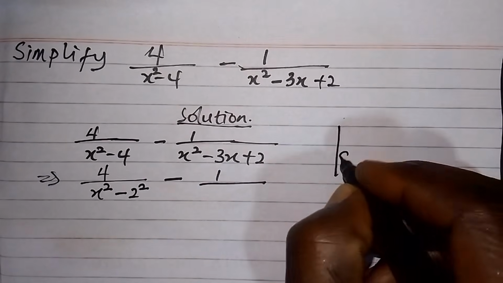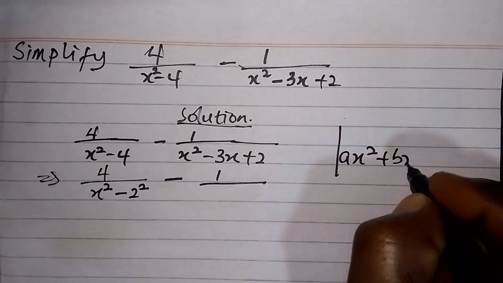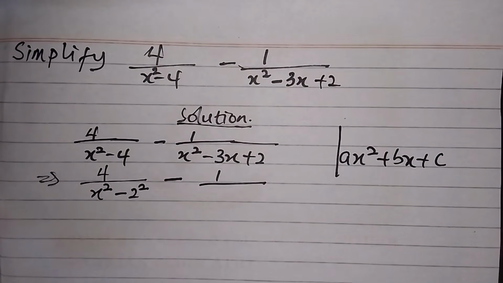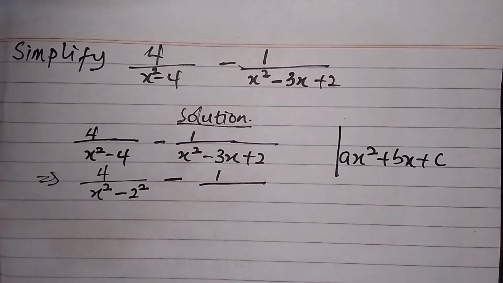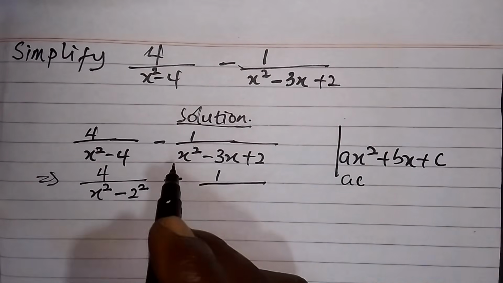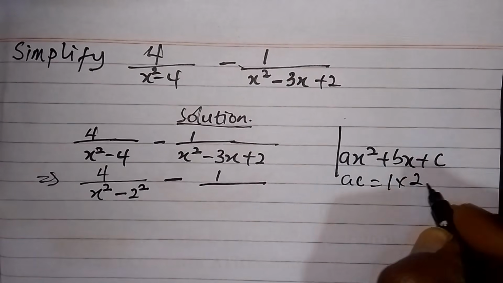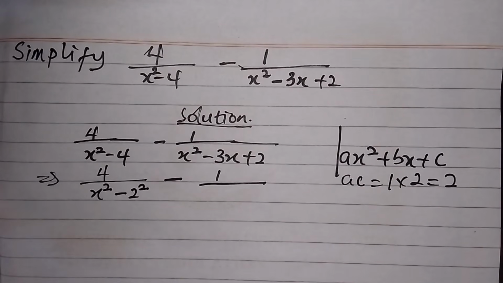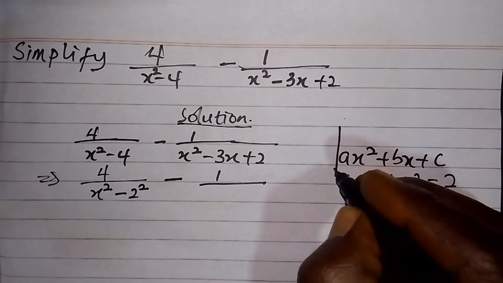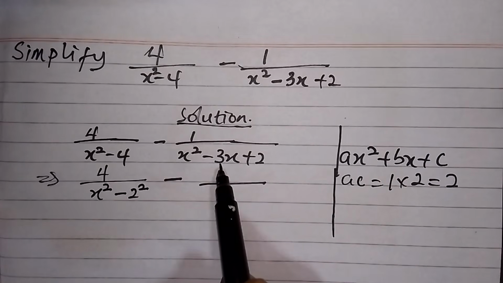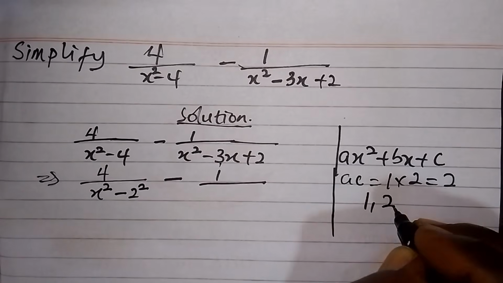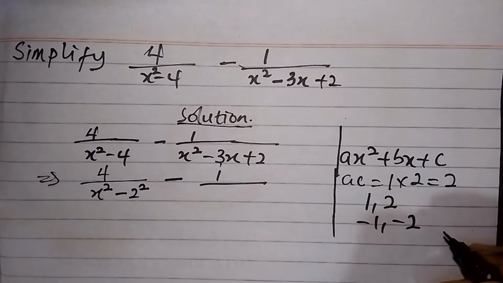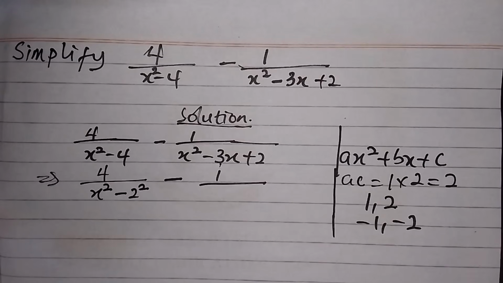So a quadratic trinomial is of the form ax squared plus bx plus c. With this, a is 1, b is minus 3, c is 2. Now we identify two numbers. Our AC from this equation is 1 times 2, which gives us 2. Two numbers that when we multiply, we get 2, and when we add, we get minus 3, which is the coefficient of b. Now, what are the factors of 2? I have 1, 2, minus 1, minus 2. These are the factors of 2.